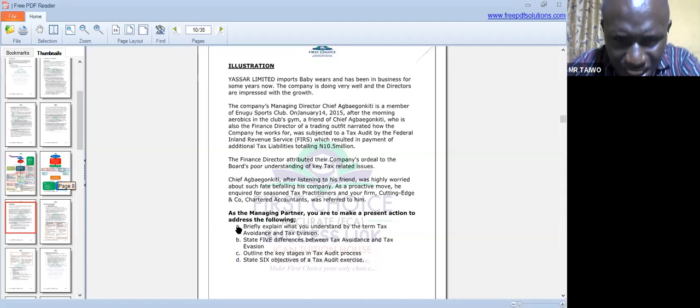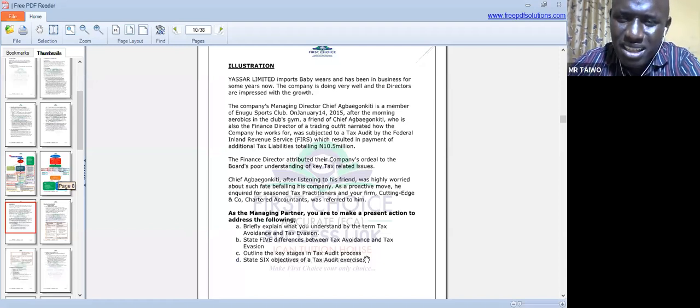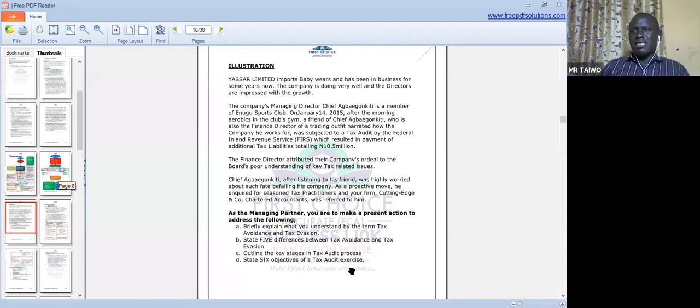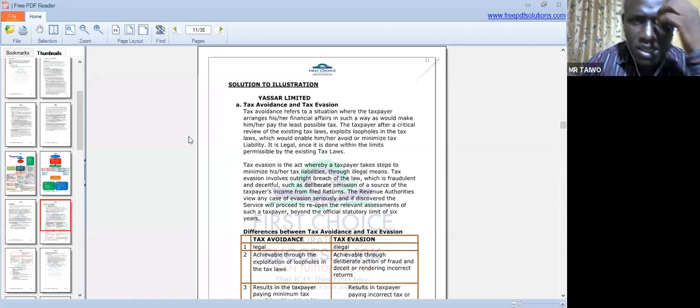Now, they say, briefly explain what you understand by the term tax avoidance and tax evasion. State the difference between tax avoidance and tax evasion. Outline the key stages in the tax audit process. Those 9 stages. Can you see the past question now of the ICAN last syllabus? And they say state 6 objectives of a tax audit exercise. You have stated it. The stages have been stated and the objectives are stated. The only one that remains today is the topic tax audit and investigation, which I will still take care of in my incentives when I'm taking incentives.